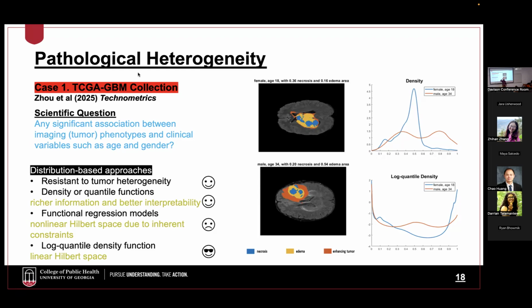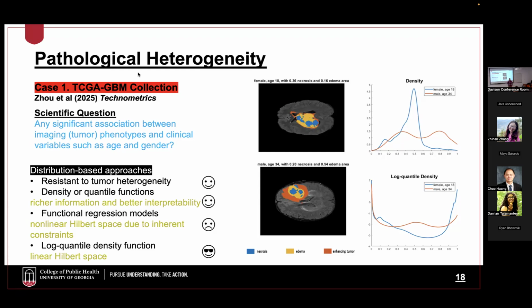Let's think about this kind of density function. There is a very specific property for these density functions. That is, the density function, if you take the integral, it should be equal to 1, right? That is the basic property for these density functions. Now, if we just directly take this kind of density function as a response in your regression model, what is the problem?